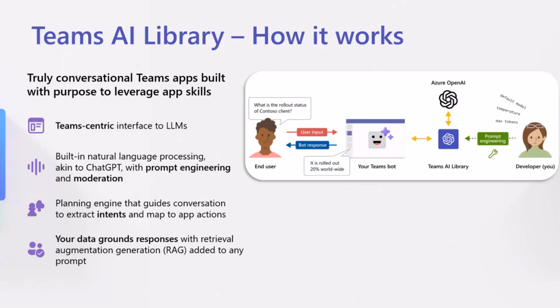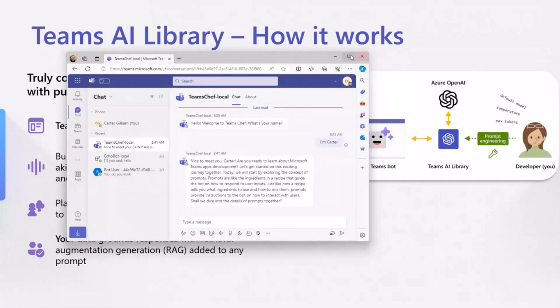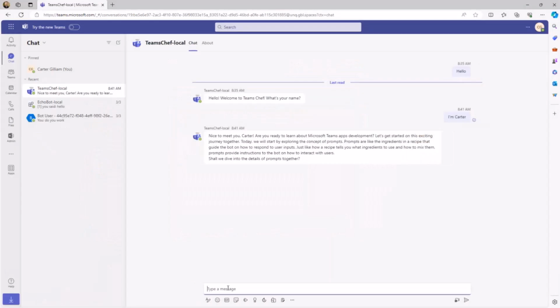We have a planning engine that guides the conversation and will extract the intent of the user to then map it to actions, all in natural language. And then you can add your data with retrieval augmented generation to any of the prompts to get specific responses directly related to your data.